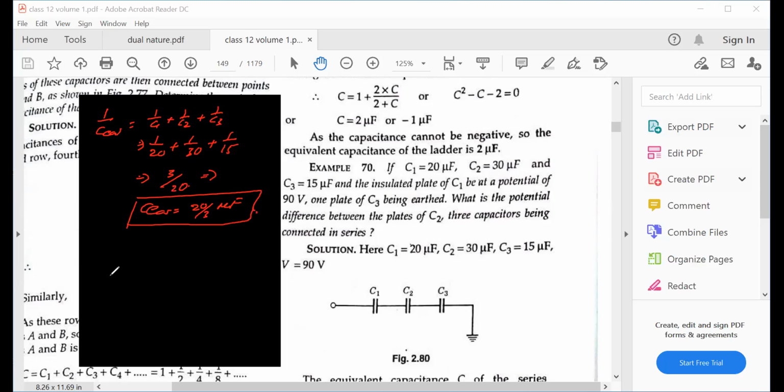Now we got the C equivalent. What do we need to find? We need to find the charge passing through the circuit. The same charge flows in a series connection. So the value will be Q is equal to CV.